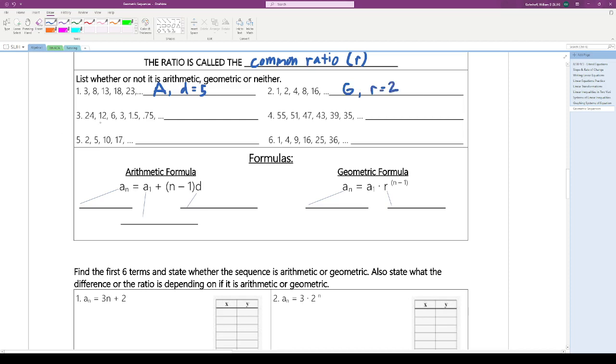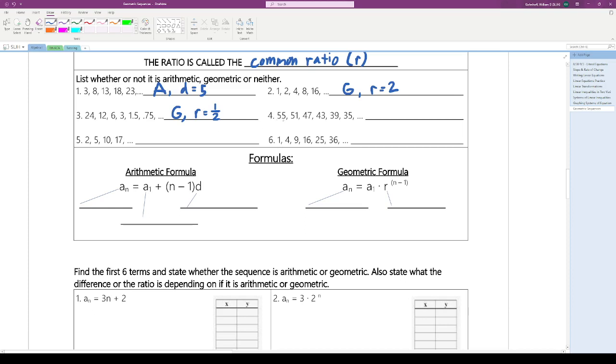Next one we have 24, 12, 6, 3. So that's half, half, half, half. So this is geometric. And the thing we're multiplying by at each step, remember this is like dividing by 2, but dividing by 2 as a multiplication, we would call the common ratio 1/2. So multiplying by 1/2 and dividing by 2 are the same exact thing.